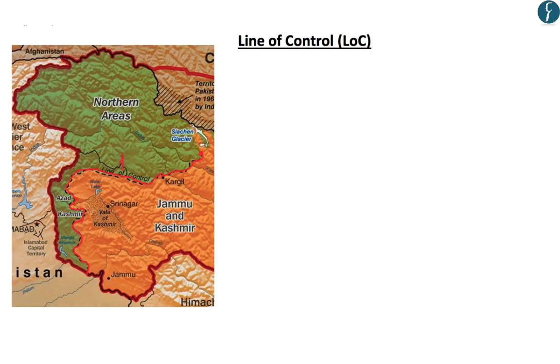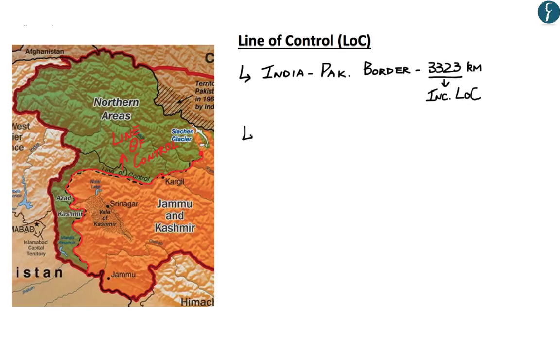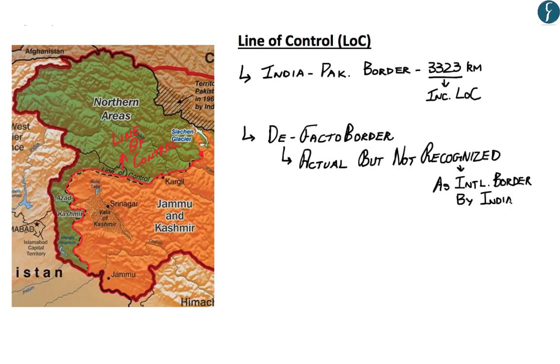This line is known as the line of control. The length of the India-Pakistan border is 3323 kilometers, and this 3323 kilometers includes the LoC. The line of control is a de facto border. De facto border means that it is the actual border but is not officially recognized as an international border by India. Prior to the Shimla Agreement, this border was known as the ceasefire line, and it was only after the Shimla Agreement was signed that this border came to be known as the line of control.